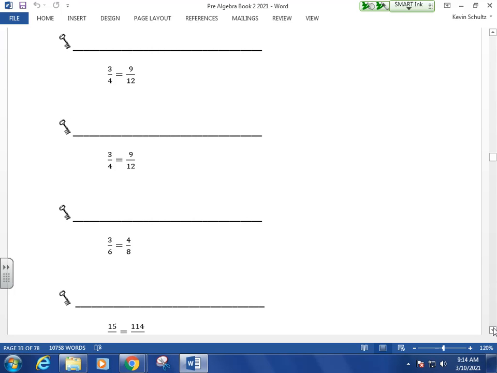Yeah, scale factor, right? If we multiply both 4 and 3 by the same thing, we get to 12 and 9. So scale factor by multiplication. Okay? Scale factor by multiplication. If we can multiply both our numerator and denominator by the same thing, in this case 3, we get to 9/12.